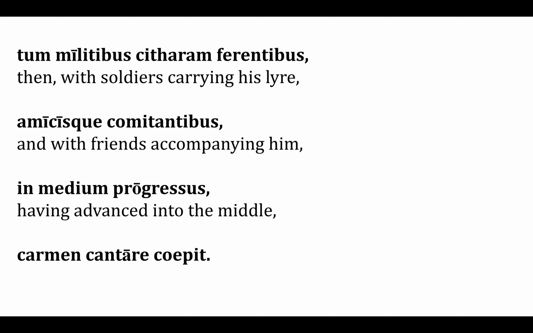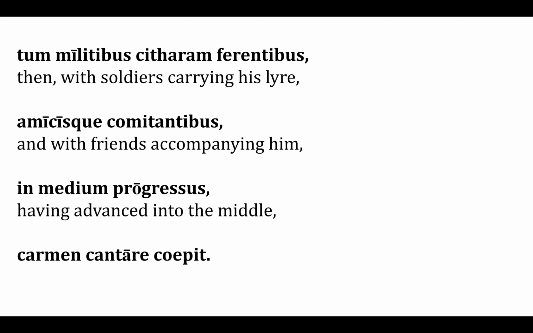Carmen cantare coepit. Okay, Carmen is a song or a poem. Cantare means to sing, and coepit means he, she, it began. Now, grammatically, Carmen could be the subject, because it's a neuter noun. It could be nominative or accusative. But you need to think about what makes sense here. So does it make sense to say the song began to sing? No, it doesn't. So instead we have to say he began to sing a song. And we have to treat Carmen as the object.